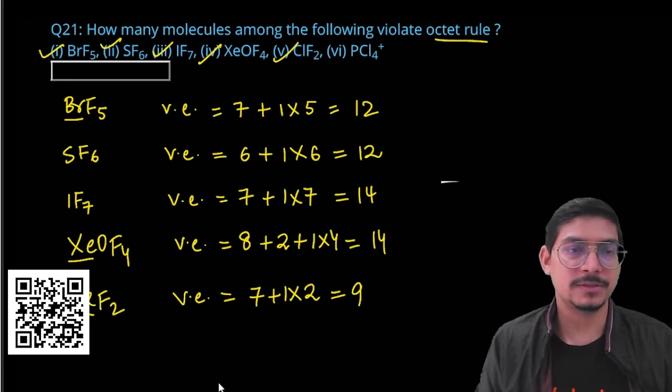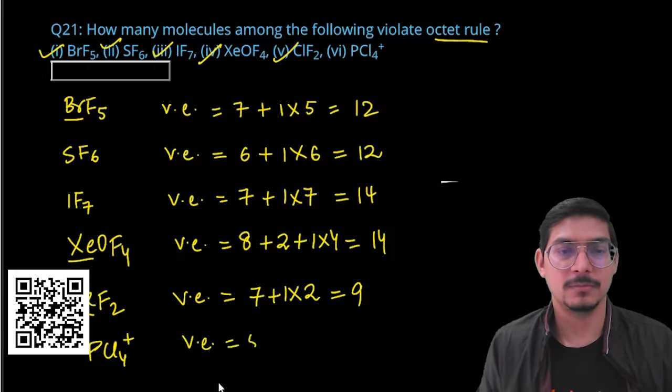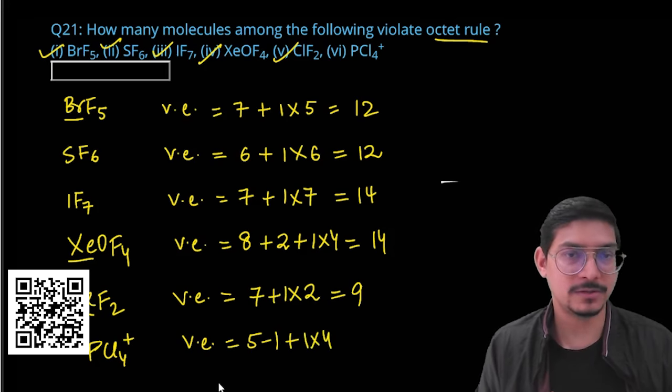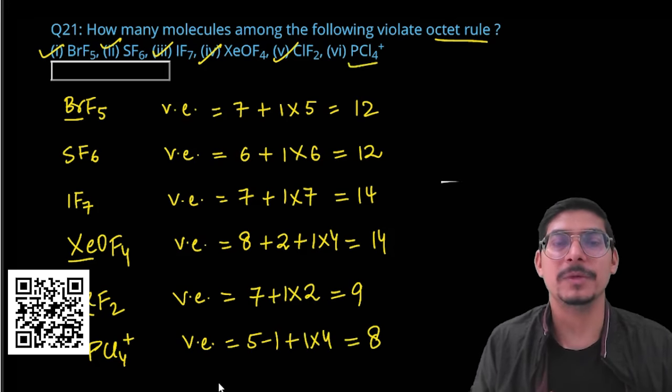Now the last species is PCl4 plus. Here, phosphorus has 5 valence electrons, but positive charge means 1 electron is lost. So we have 5 minus 1, 4, and there are 4 chlorine atoms. Each chlorine atom again gives 1 electron. So we have 4 plus 4, 8 electrons. So PCl4 plus obeys the octet rule.